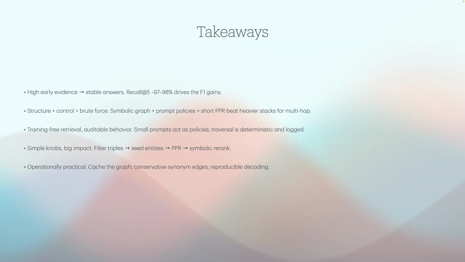And then these are a few takeaways. I have a few points here, but I would like to combine them and talk about them in three major points. First thing is early evidence leads to stable answers. That is the main driver behind all of the results. Second thing is structure plus control beats brute force for multi-hop, basically a symbolic hop, prompt policies, and a short PPR traversal. And then third, the system is training-free on retrieval, interpretable, and reproducible, which makes it practical to operate and evolve.